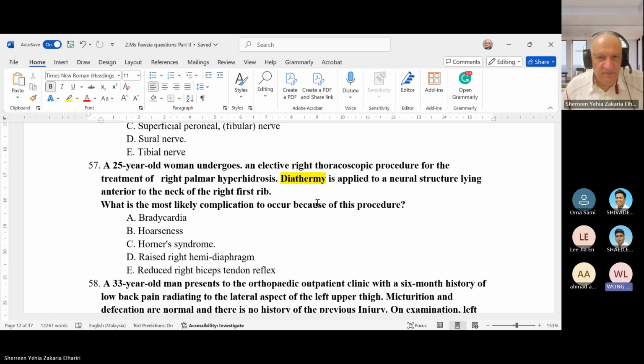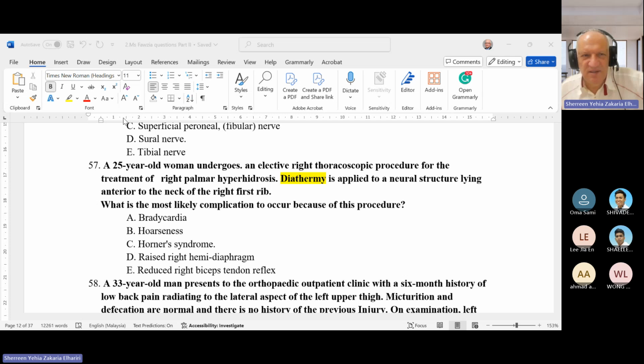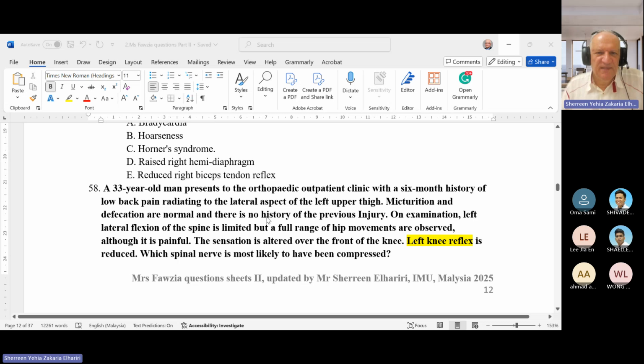Horner syndrome. So again, nowadays we see a lot of Horner syndrome. In the past we didn't see much of it; we just saw it due to something called an apical lung tumor, pancreas tumor. But nowadays we see it much more, due to what we call thoracoscopic sympathectomy or something like that. So it is common to be seen nowadays.